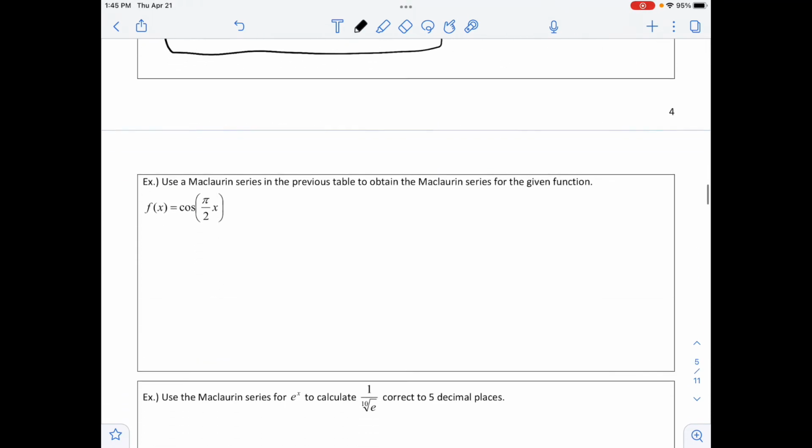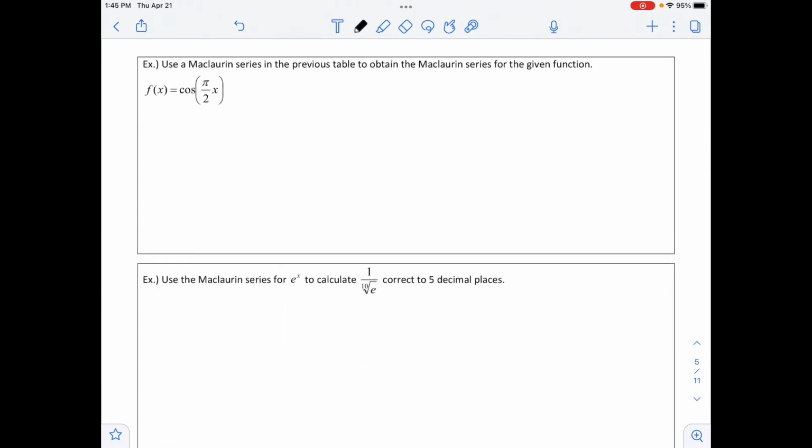The example at the top of the next page, I'm going to go ahead and circle, and we'll work on this one together in class. The next example says use the Maclaurin series for e to the x to calculate 1 over the 10th root of e correct to 5 decimal places.